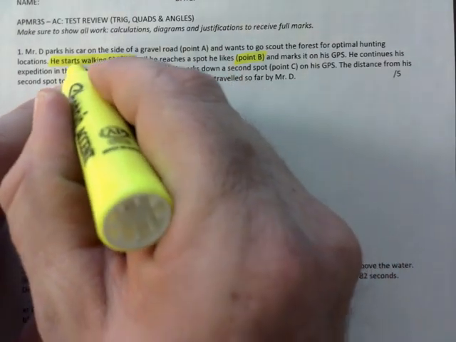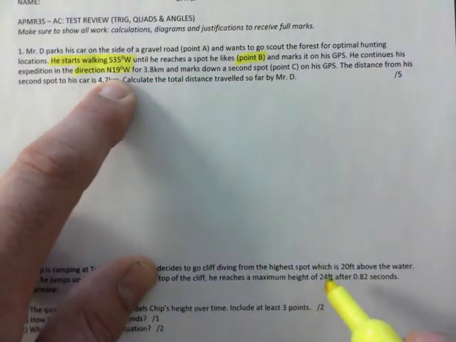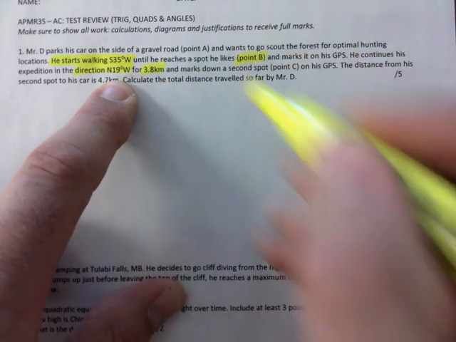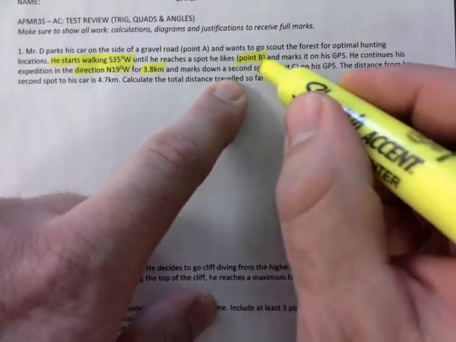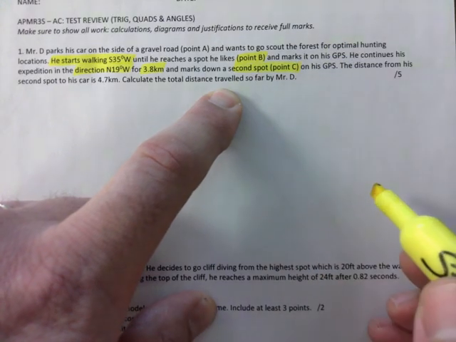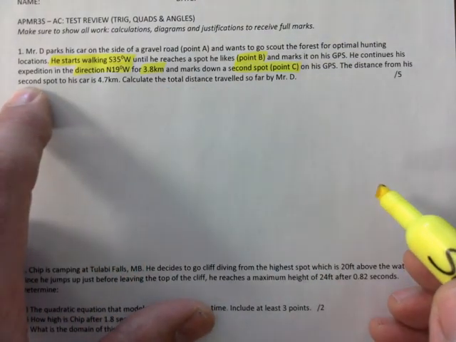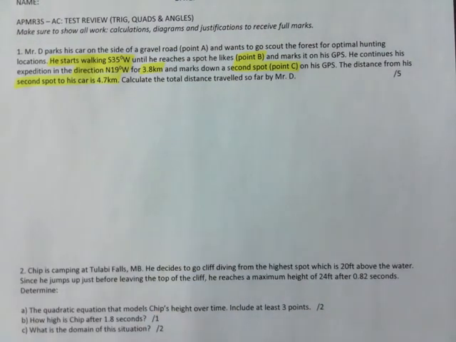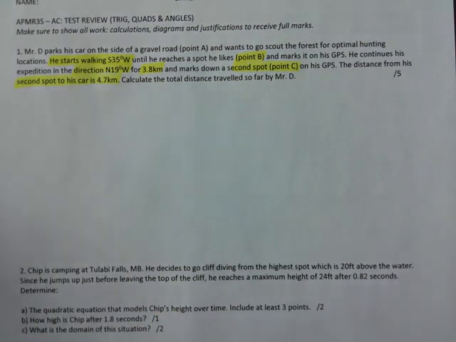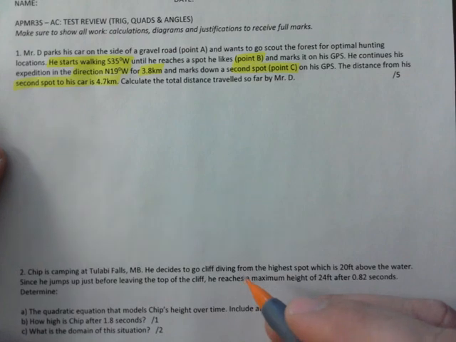Marks it on the GPS, keeps going in the direction north 19 west for 3.8 kilometers. Marks down a second point that's called point C, right? His distance from the second point to the car, right, is 4.7 kilometers. Calculate the total distance traveled by Mr. D. So here we go.